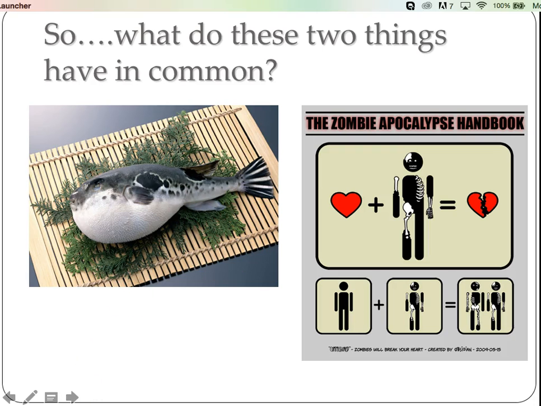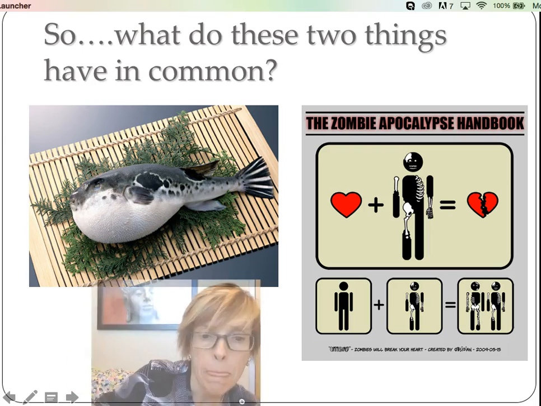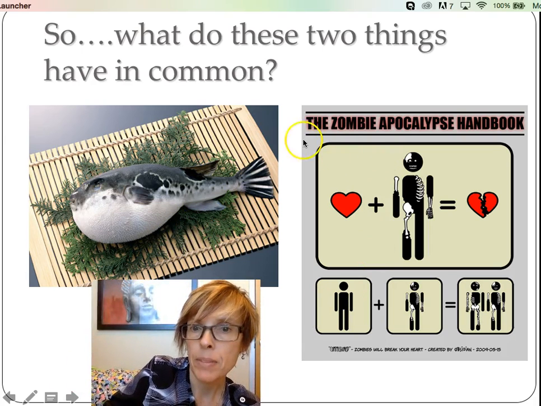Ooh, so this is one of my favorite things. Do you guys know what this fish is? It's a puffer fish. And this puffer fish is on one of these sushi mats, hopefully you can tell. It's actually a sushi delicacy.